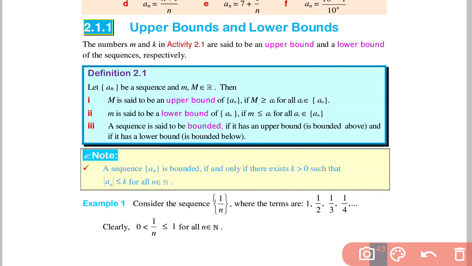The upper bound. Let us jump on another one. Small m is said to be lower bound.